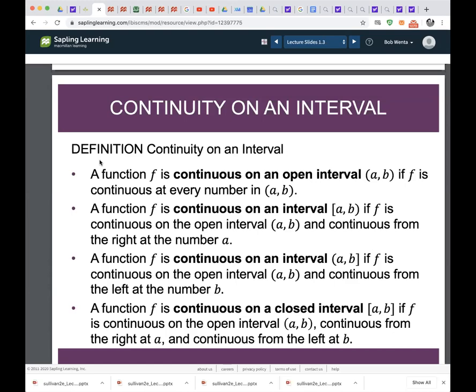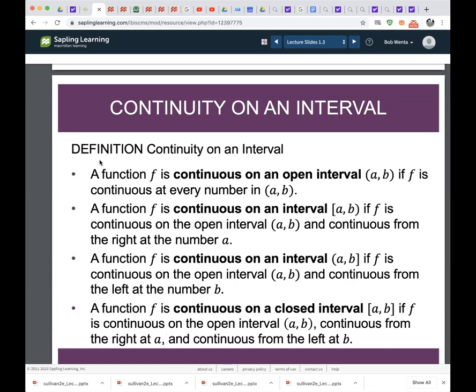Next one down, brackets on the b, the closed bracket. Continuous on the interval, open a, b, closed. If f is continuous on the open interval a to b, everything in between, and continuous from the left at b.